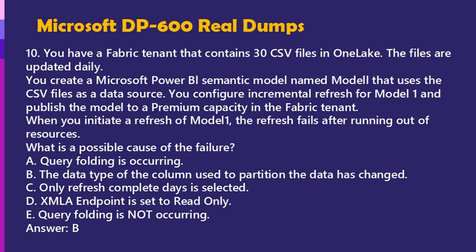10. You have a Fabric tenant that contains 30 CSV files in OneLake. The files are updated daily. You create a Microsoft Power BI semantic model named Model1 that uses the CSV files as a data source. You configure incremental refresh for Model1 and publish the model to a Premium capacity in the Fabric tenant. When you initiate a refresh of Model1, the refresh fails after running out of resources. What is a possible cause of the failure?